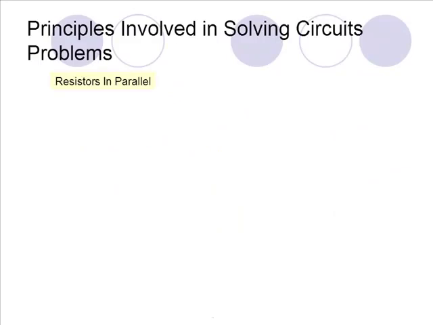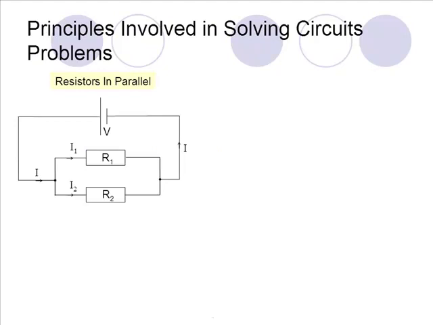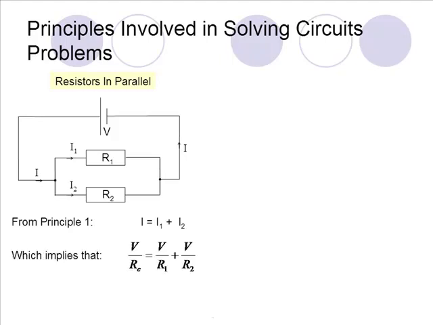Parallel circuits actually involve just the two principles that we learned just now. For resistors in parallel, the current I will be equal to I1 plus I2 in this diagram. This is the first principle, Kirchhoff's first law. Very good.